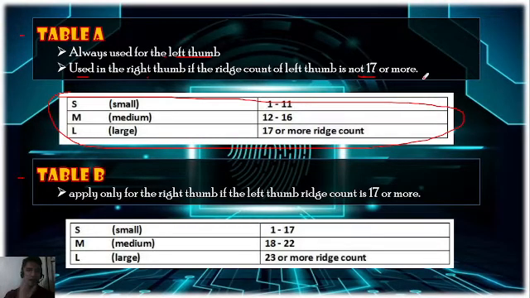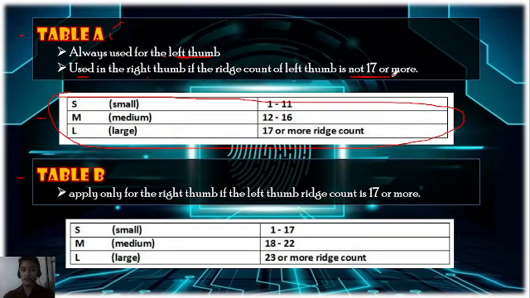Take note. So, gagamitin natin lagi si table A sa left thumb natin. Lagi. Ngayon, kapag yung left thumb natin is less than 17, or less than 18, I should say, or in other words, not 17 or more, then gagamitin natin kay right thumb din ang table A. Pero, paano naman po, sir, kapag sumobra na ng 17 ang ridge count ni left thumb? Kung mapapansin na natin, kay left thumb lagi nakasalalay, or ang basis natin kung ano ang table na gagamitin. Si left thumb, the denominator, is always the basis on what table are we going to use for the right thumb.